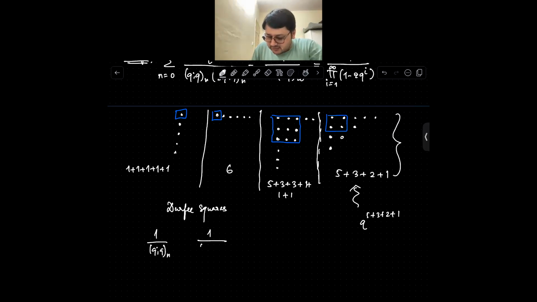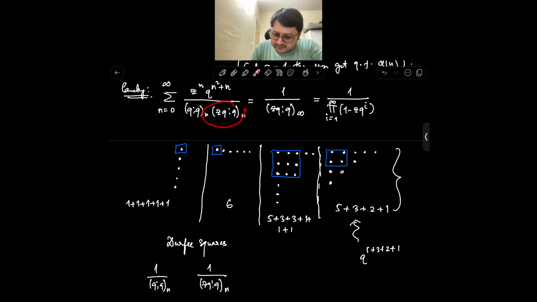And the other factor, which is 1 over (zq;q)_n, which is this second factor here appearing in the sum side, this is going to be the generating function for, again, partitions into at most n parts, but this time the z is keeping track of the number of parts. Okay, so this z is keeping track of the number of parts which appear in that partition. Here there is no z, so we don't need to keep track of the number of parts that appear.